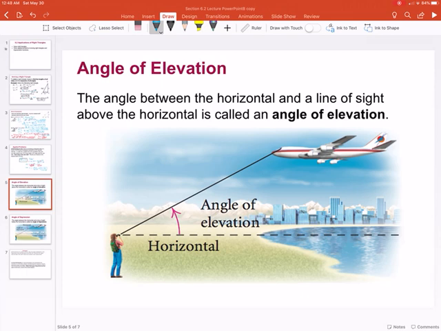Now, if we were up at the plane looking down at that person, we would draw in this horizontal here, right? And our line of sight. This would be what we call the angle of depression. So the angle of depression will be congruent with the angle of elevation. If you remember from geometry, two parallel lines, which these two horizontals are, and a transversal, a line intersecting those two, form alternate interior angles, which are congruent. So that's one thing to make note of. Angle of depression would be the same as the angle of elevation.